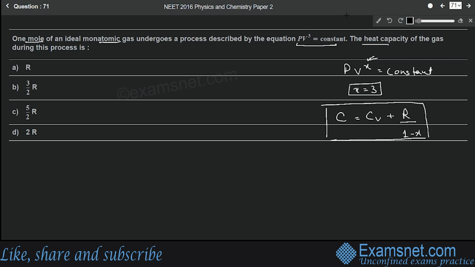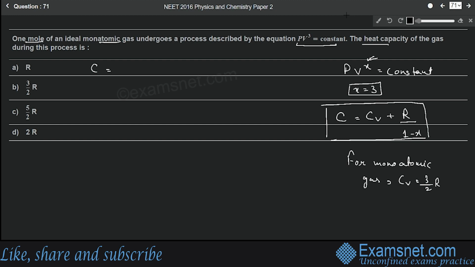C equals CV plus R by 1 minus x, where x is the power here. Okay, so let's put the values here. C will be equal to CV. Now this is a monoatomic gas, so we know that for a monoatomic gas, the value of CV is 3 by 2R.